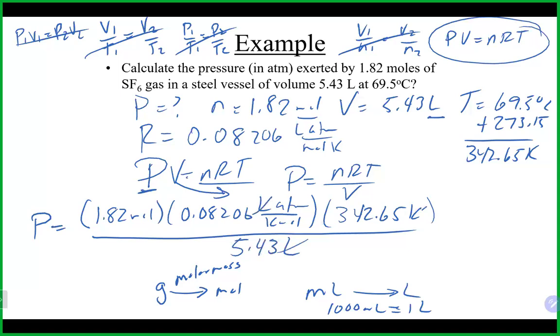Liters cancel, Kelvin cancel, moles cancel, leaves us atmospheres left over, which is good because that is a pressure. That's going to give us 1.82 times 0.08206 times 342.65 divided by 5.43, 9.42 atmospheres as our pressure. And again, those other conversions very commonly done, grams to moles and milliliters to liters. Any question on any of those there?